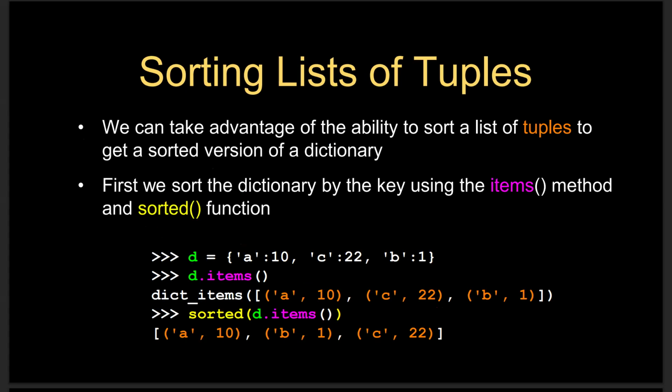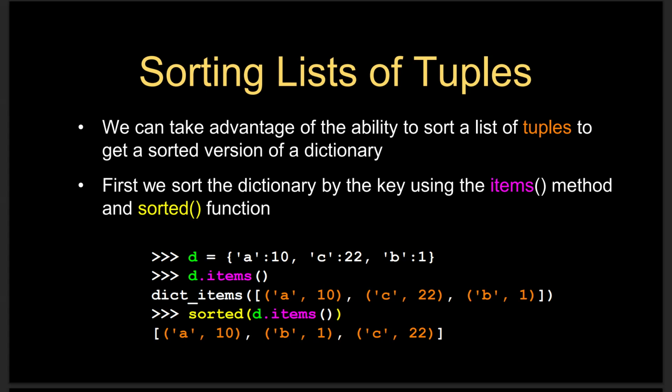Sorting a list of tuples. It means how do we sort a list of tuples? In this slide, we will see. We can take advantage of the ability to sort a list of tuples to get a sorted version of a dictionary. It means we have a list of tuples, so by using this, we can get a sorted version of the dictionary. So let us see how we can do it.